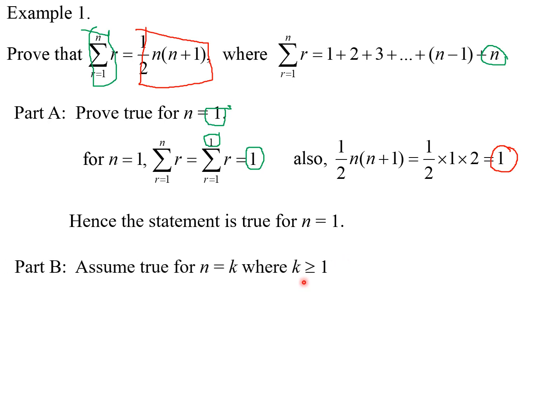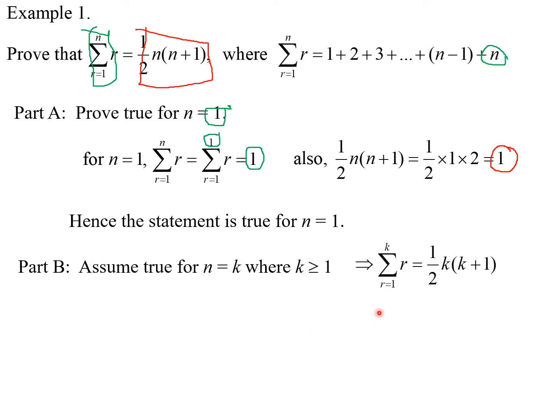Your next step would be to make an assumption for part B. You have to assume that your statement is true for n equals to k, and k is always larger or equal to 1. We don't do k equals to 0. It's always 1, 2, 3, and so on. In this case, because n is an integer and we only work with n being larger or equal to 1, positive integers only. So in sigma of r, now your n has become k. Please pay attention to the correct notation.